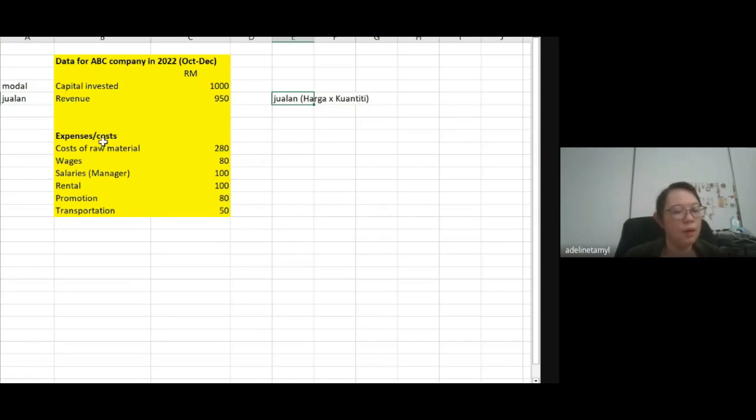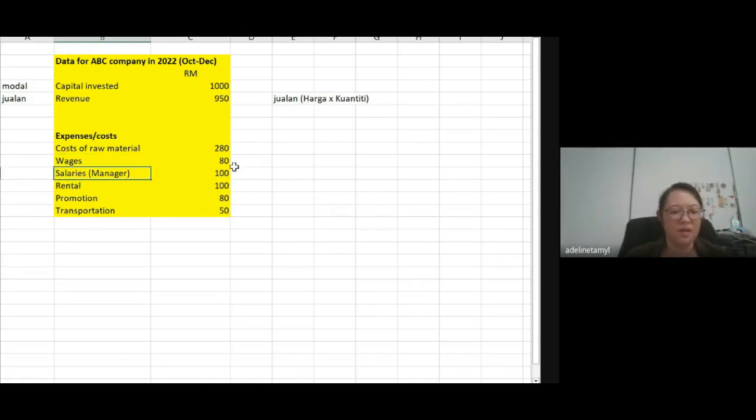And then after that we have to collect all the expenses. We need to know all the expenses, for example, raw materials, wages ialah upah untuk menyediakan barangan untuk dijual, wages, salary, gaji pengurus.